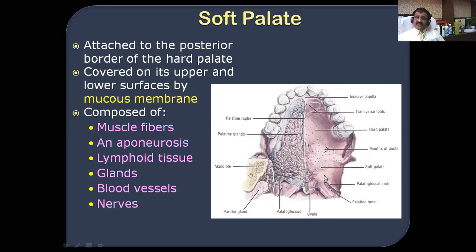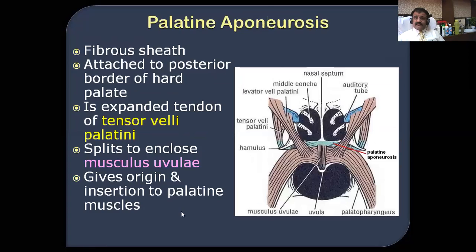It is covered on its upper and lower surfaces by the mucous membrane. Now it is composed of muscle fibers, aponeurosis, lymphatic tissue, glands, blood vessels, and nerves. Palatine aponeurosis is a fibrous sheath. It is attached to the posterior border of the hard palate, and it is an expanded tendon of the tensor veli palatini. It is a muscle that splits to enclose musculus uvuli.